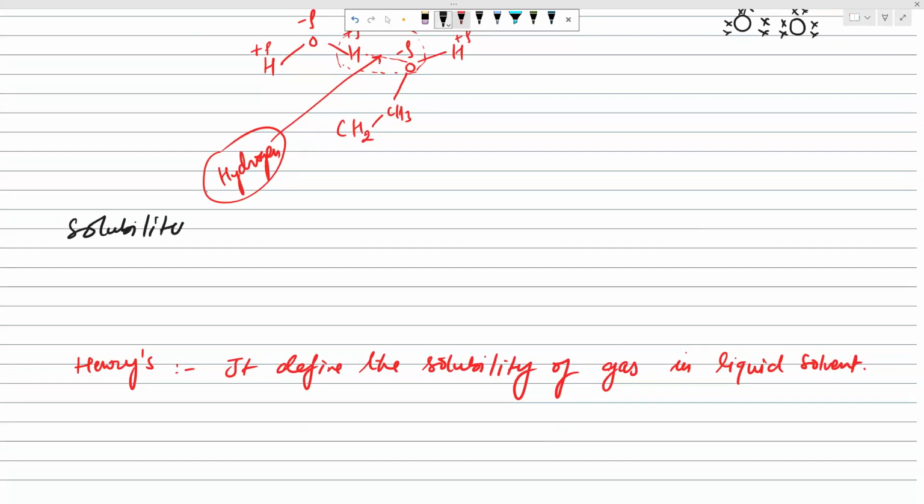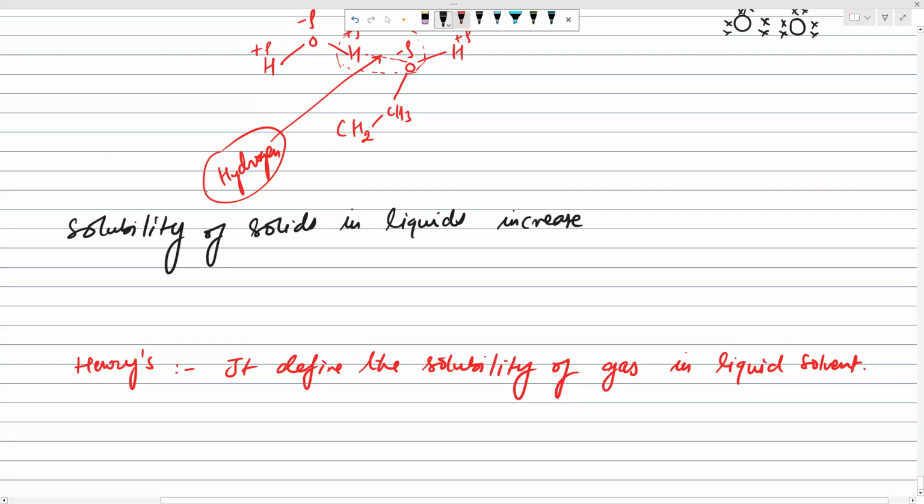Solubility of solids in liquids increases with increase in temperature. Okay. But Henry's law talks about the dissolution of gas in liquid.